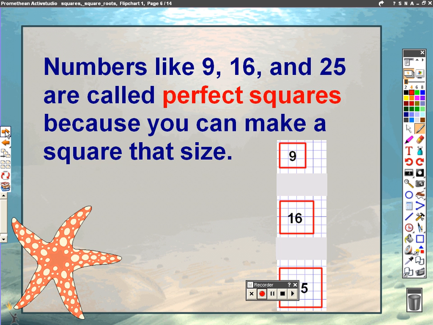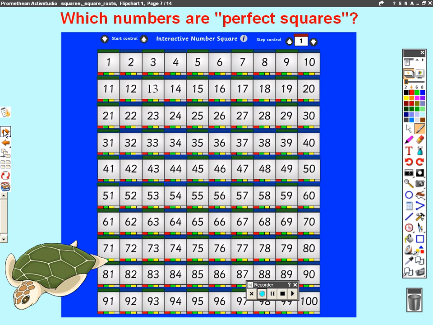Numbers like 9, 16, and 25 are called perfect squares because you can make a square with those units. So if I have 9 units, I can make a square. If I use 16 units, I can make a square. Look at these numbers. Which ones are perfect squares? I'll give you a second to kind of identify a few.